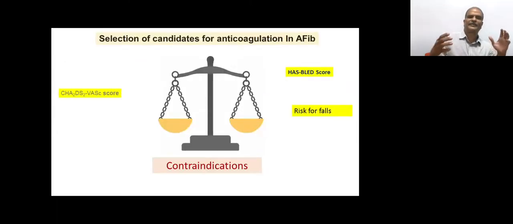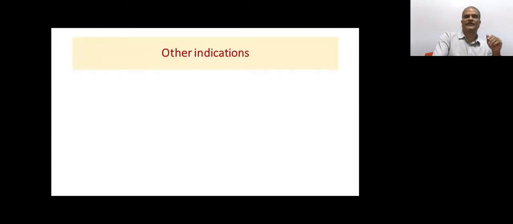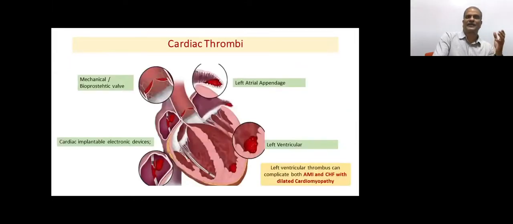So the decision should basically be made using your risk and the risk of bleed and the benefit. So you have to use all these scores very judiciously and then take a decision, even if there is an indication for starting. Now coming to the other indications. One important indication we saw was a history of cardiac thrombi, or the patient having cardiac thrombi. So you can have a patient coming with a stroke or TIA with a thrombus in any location. Most commonly we see it in the left atrium or left ventricle. Left ventricular thrombus is very common in patients post MI or patients with a cardiomyopathy. And you can even have a thrombus sitting on a mechanical or bioprosthetic valve, or even on a lead, on an ICD lead. So these things have to be looked at carefully.